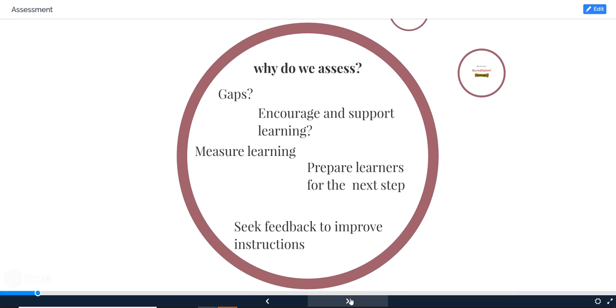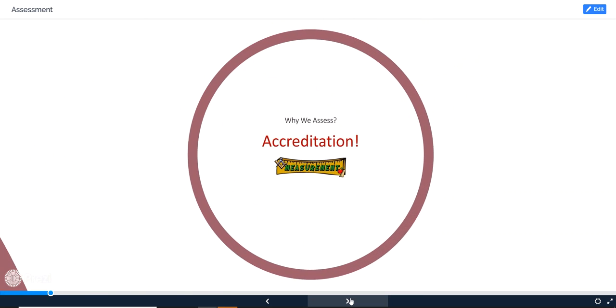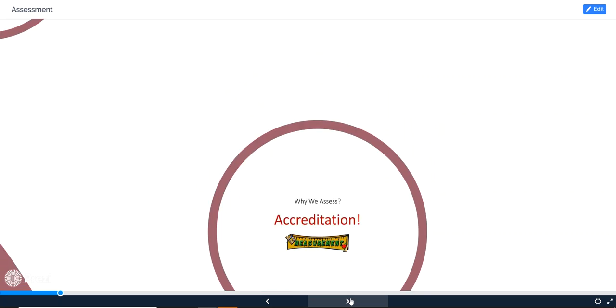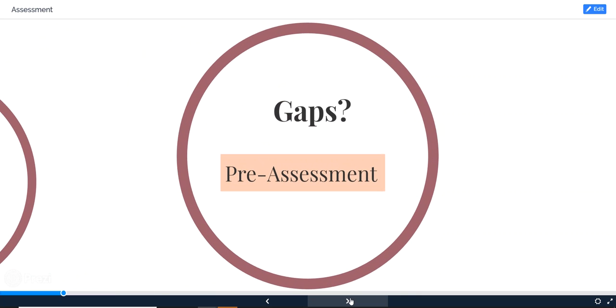Why do we assess? We look for gaps. We look for measuring learning. We look to see feedback to improve instruction. Why do we assess? Let's face it, to meet our accrediting body. Our accrediting body are looking to see if our students have met the objective and how we know that they have met those objectives. So gaps can be achieved through pre-assessment.